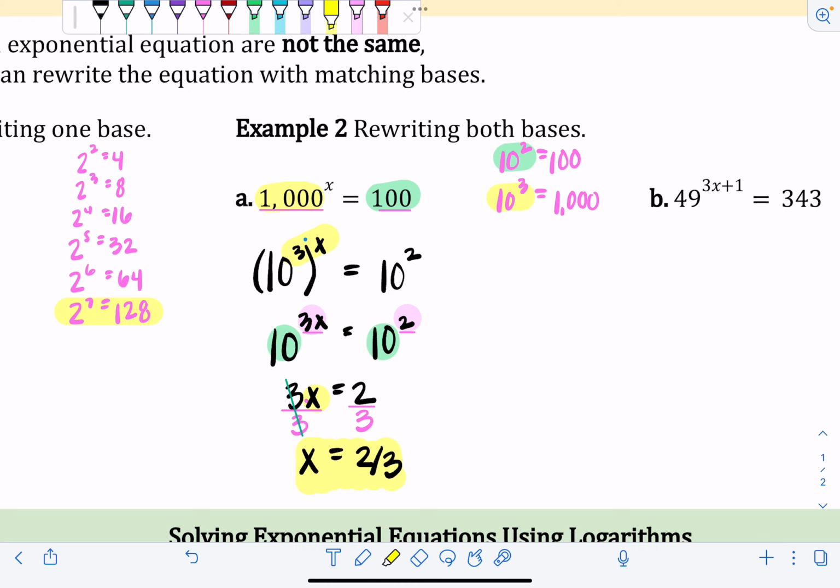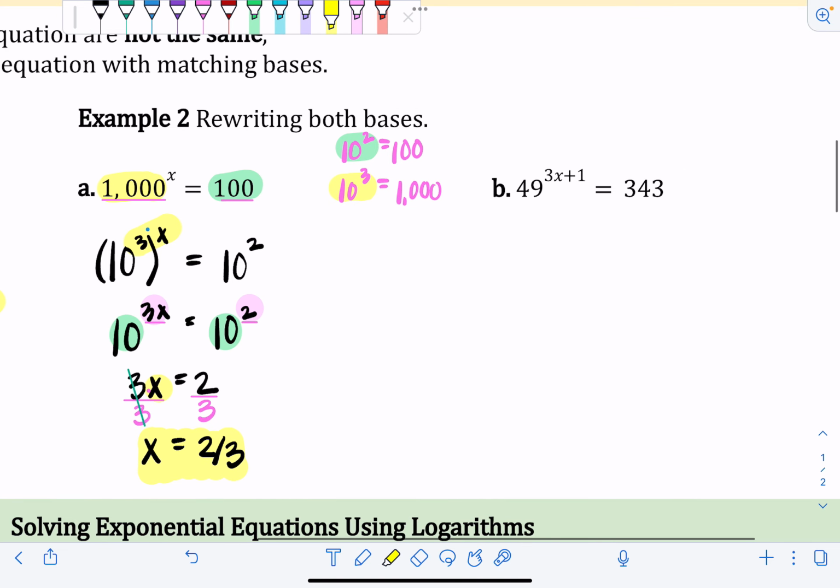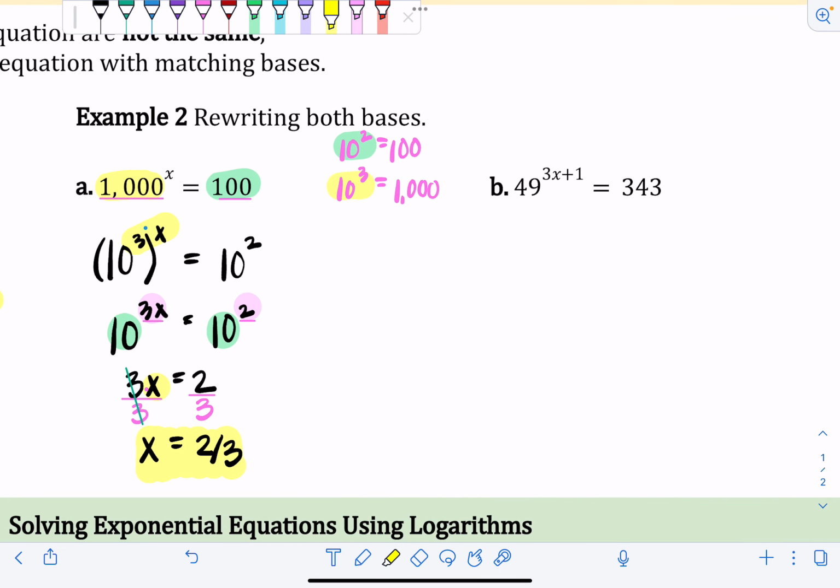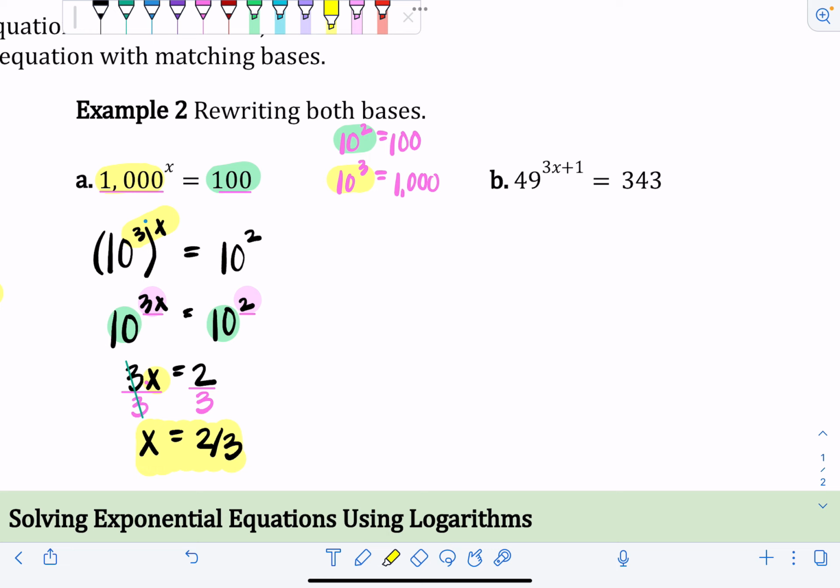Okay, so moving on to b, which is the last one from this section. So 49 raised to the 3x plus 1 equals 343. So for this one, you always want to see if you can rewrite one as the same base as the other first, because that would make the problem a little bit faster. But if I were to try to rewrite 49, if I were to figure out what 49 squared is, it's over 2,000. So that's not going to do me any good.